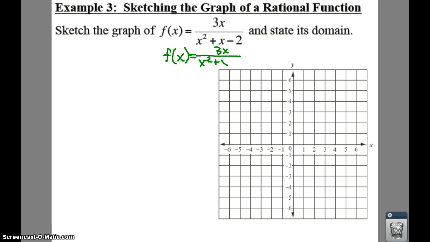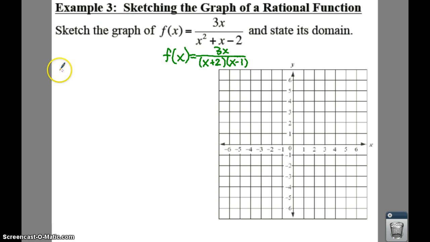Oh my gosh. Let me restart that. We're going to factor this. So factors of negative 2 add to a 1, x plus 2, and x minus 1. So there it's simplified. So let's go through our steps.